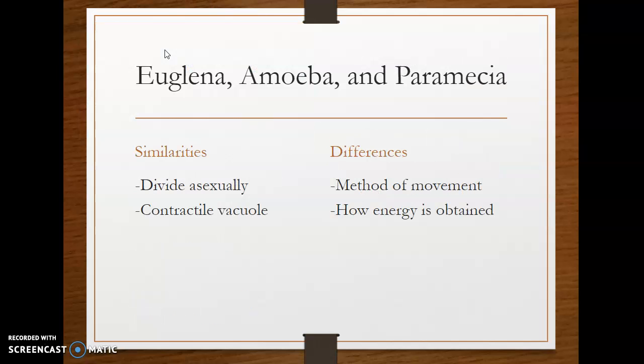So we took a look at euglena, amoeba, and paramecia today, and the similarities between these three are that they all divide asexually. They're all protists. They're all unicellular, and they all also have this contractile vacuole. Now, the things to remember that are different is about how do they move around? Which one has the flagella? Which one has the cilia? And which one has the pseudopod? And one of the differences also to remember, how do they obtain their energy? Are they autotrophs or are they heterotrophs?